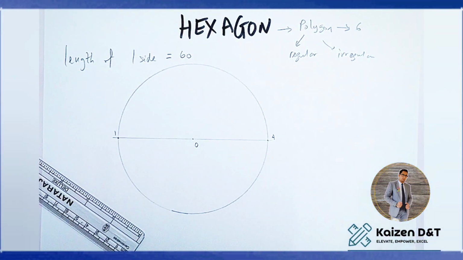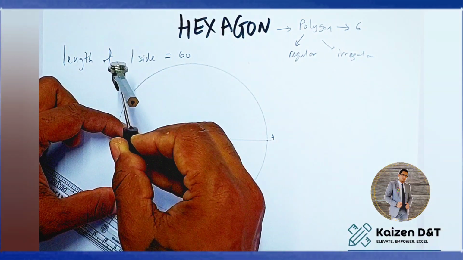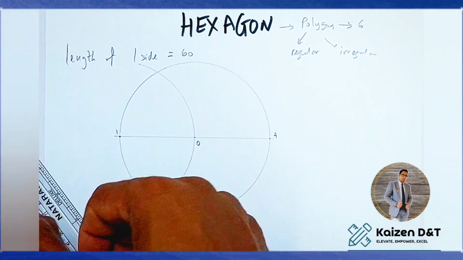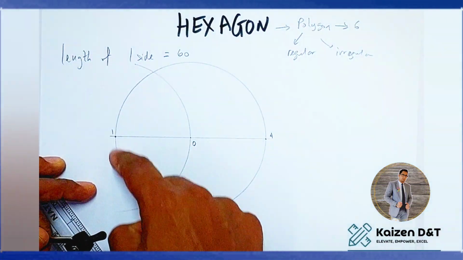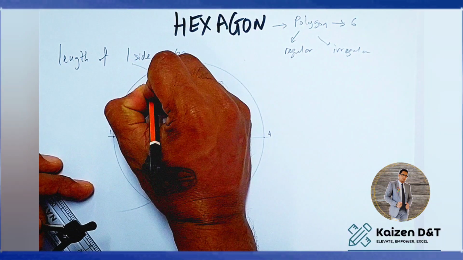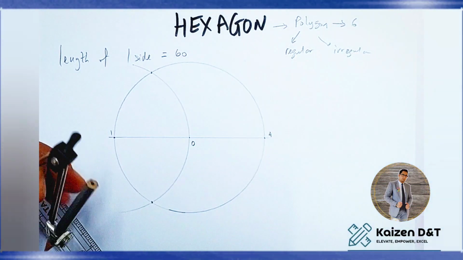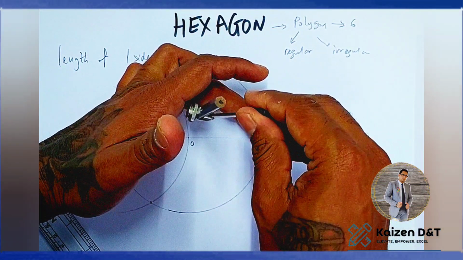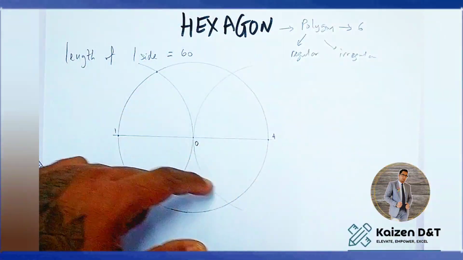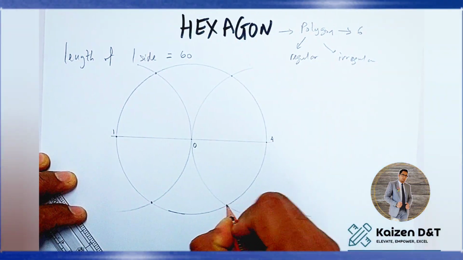Next thing that you're going to do is that you're going to use your compass. Without changing the dimension, you place it on point 1, and then you draw an arc like this. This is the circumference of the circle, which means that the arc that you're going to draw, it is going to touch 2 points. One will be here and the other one is going to be here. We do the same thing at point 4. We're going to draw the arc like this, and it is going to touch the circumference of these 2 points. One here and another one here.